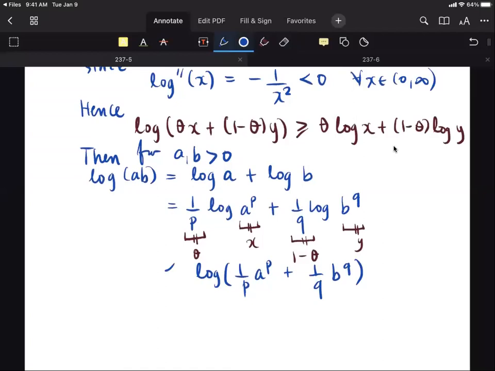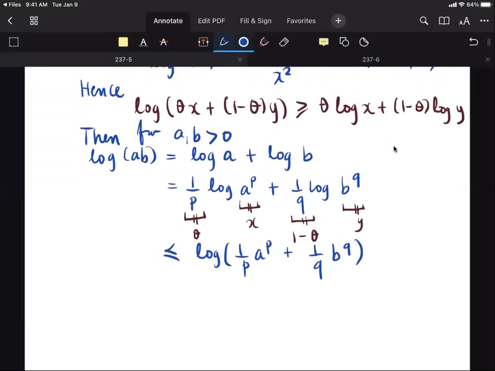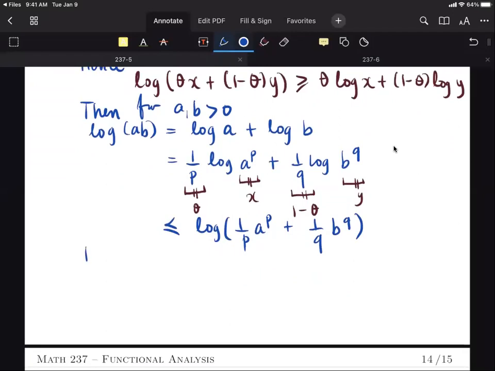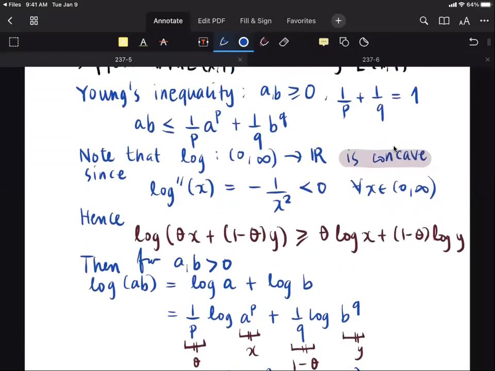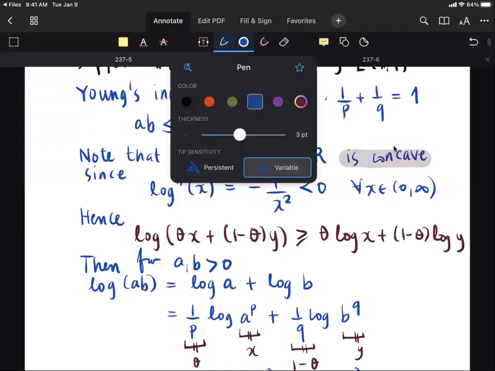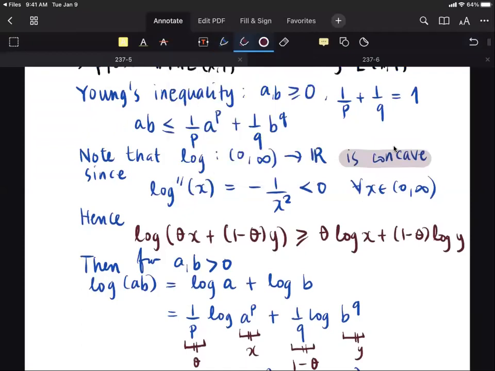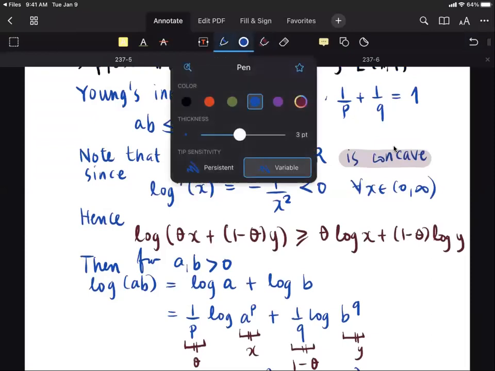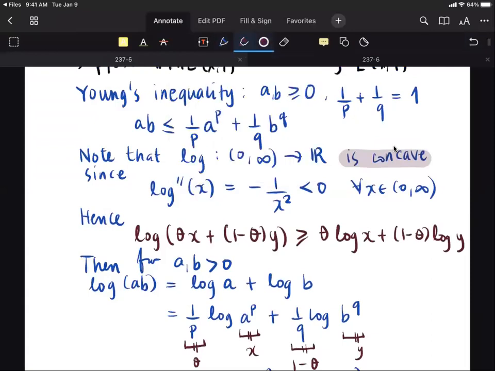This should be less or equal. Take note of this inequality. It should be the other way around. And then if you take exponential, you end up with Young's inequality. This one here. So let us highlight this inequality.